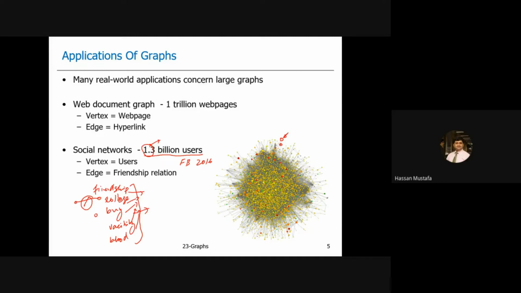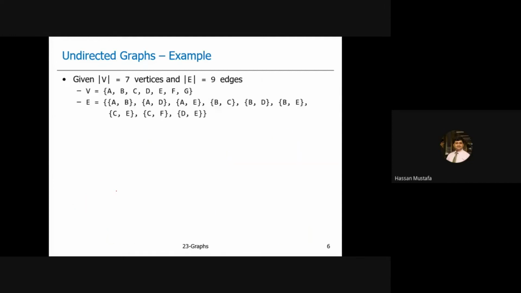Okay, so after these applications, we'll see some definitions and some terminologies that are used widely in graph theory. So let's go through these terminologies one by one. First of all, we have this term of undirected graphs.